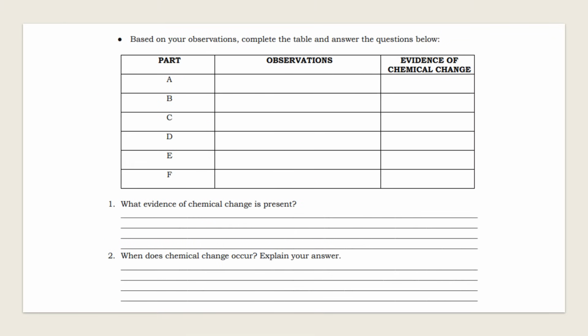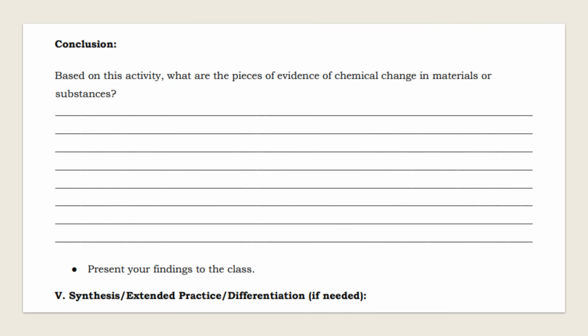Based on your observations, complete the table and answer the questions below. Parts A, B, C, D, E, and F. Write your observations and evidence of chemical change. And also answer the guide questions. And for the last part, we have conclusions. Based on the activity, what are the pieces of evidence of chemical change in materials or substances? Present your findings to the class. Good luck!